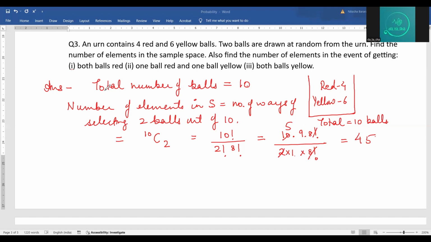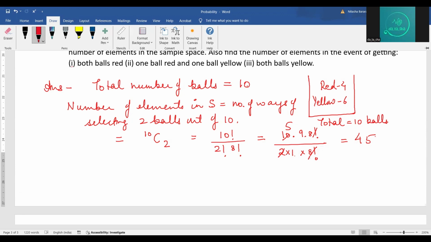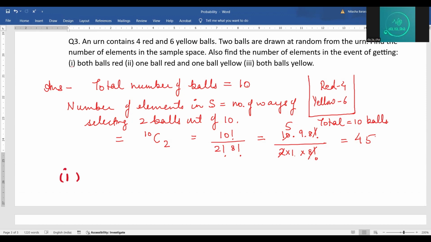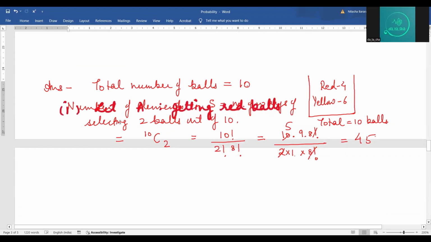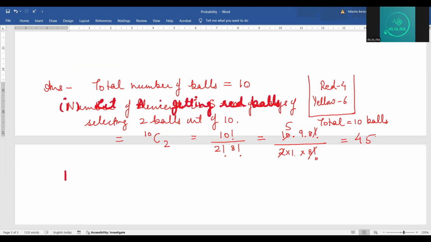Now, find the number of elements in the event of getting both red balls. Let the event A be getting 2 red balls. Then the number of elements in A would be, so red balls we are talking about. From 4 red balls, we can have 2 and the yellow balls are 0. So either you can just write it or you can omit it. So it could be 4C2 only.